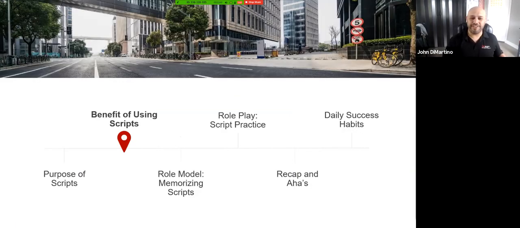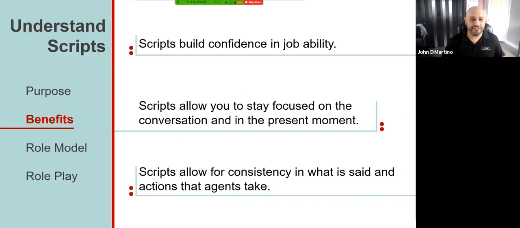All right. Now that we have the understanding of the purpose of scripts, and we talked about why it benefits us to use them, let's look at this part over here, the benefits. Remember that communication isn't necessarily just what you're saying, but it's what someone actually hears. It's not just the words that we're saying, but what the other person, the recipient, the customer or the consumer, actually hears.